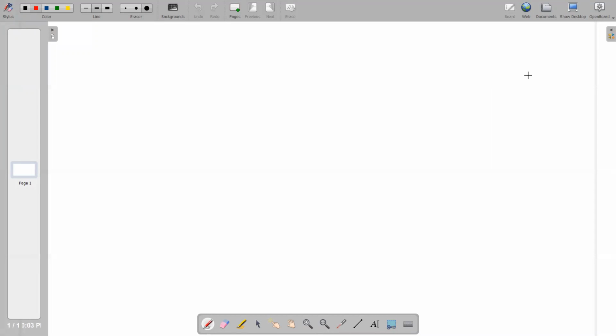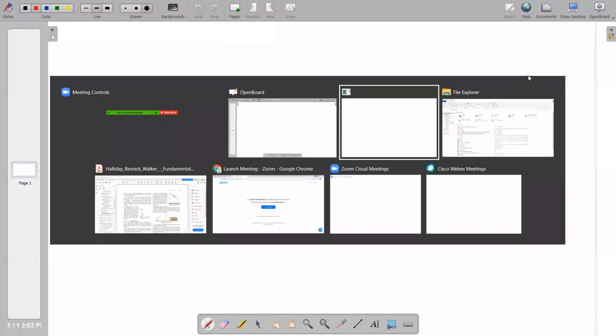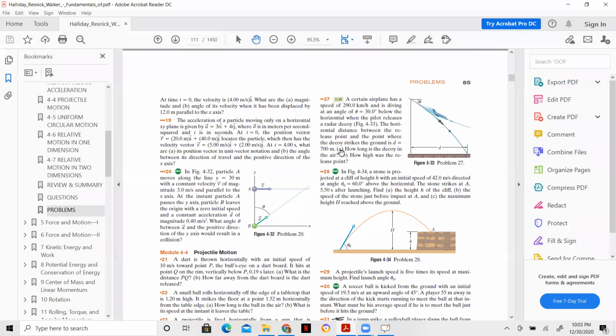Hello, here is another question from Resnick Halliday. The question is from chapter 4 and it is problem number 27. This is Resnick Halliday's 10th edition. Let me zoom in a little so that we can read the question.